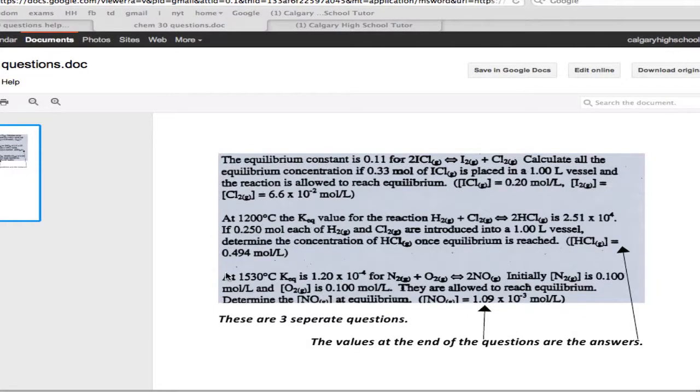Okay, now we're going to do this third question, and we're given the K equilibrium constant of 1.2 times 10 to the negative 4. Here's our balanced reaction. Initially, we have 0.1 moles per liter of nitrogen and 0.1 moles per liter of oxygen. They're allowed to reach equilibrium. Determine the concentration of nitrogen monoxide at equilibrium. So let's get to work.